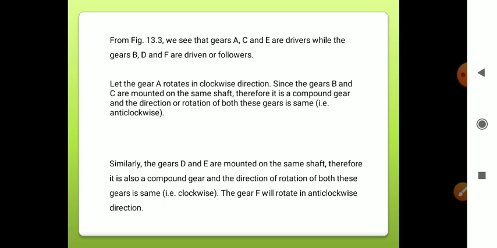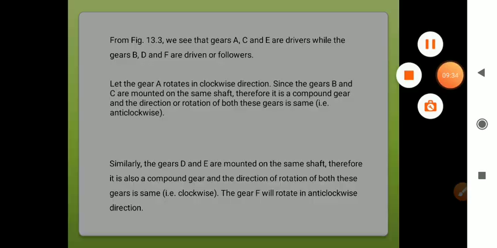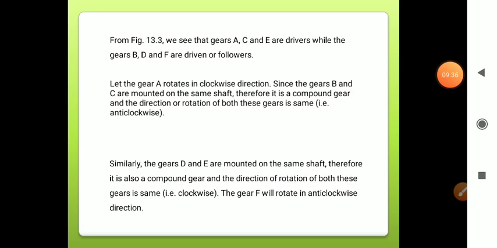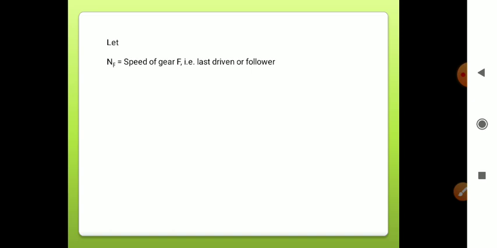And gear F will rotate in anti-clockwise direction. Why? Because gear F is in direct contact with E, that means it meshes with gear E. E rotates in clockwise direction, so obviously F will rotate in the opposite direction, that means anti-clockwise direction. Let NF be the speed of gear F, that is the last driven or follower.